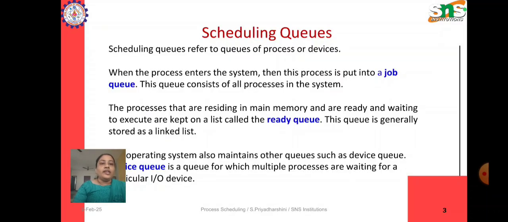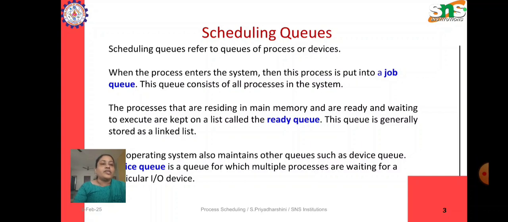So in scheduling, we have three types of scheduling queues. Scheduling queues refers to the queues of processes or devices. There are three queues available. The first one is the job queue, the next one is the ready queue, and the final one is the device queue. Whenever a process enters the system, it is put into the job queue. This queue consists of all the processes in the system. That is, whenever a process enters the system from secondary memory to main memory, all those processes will be available in the job queue.